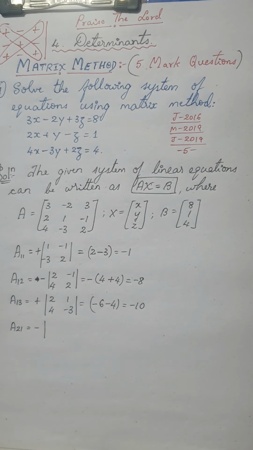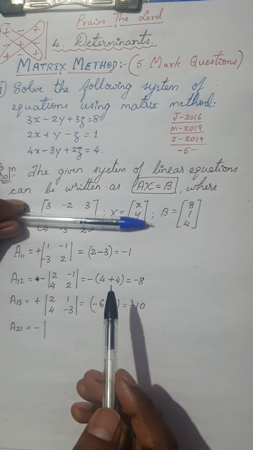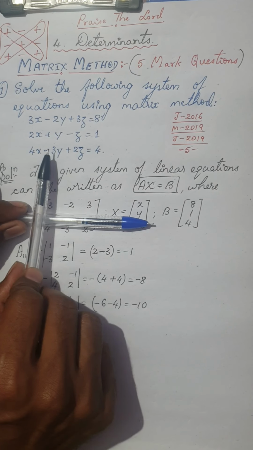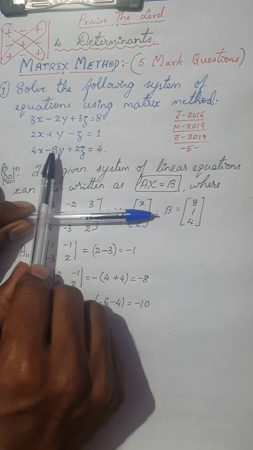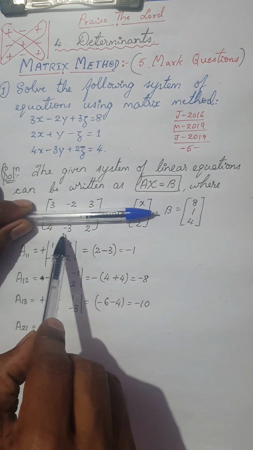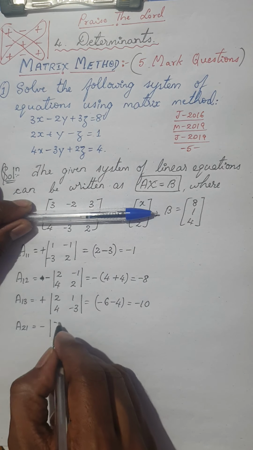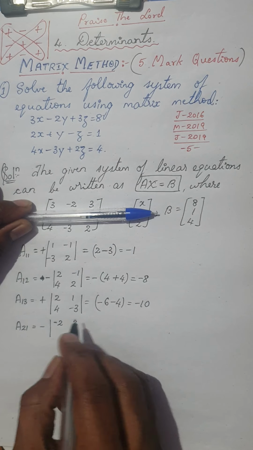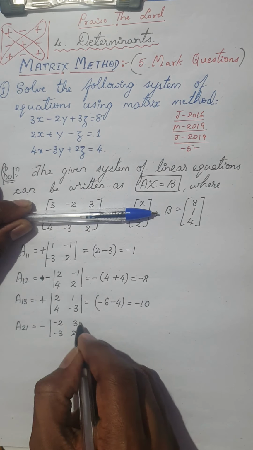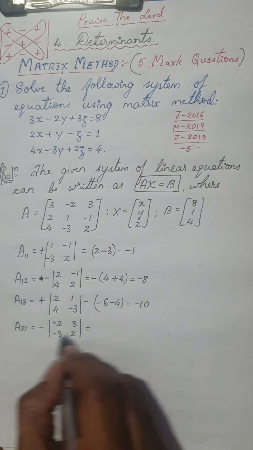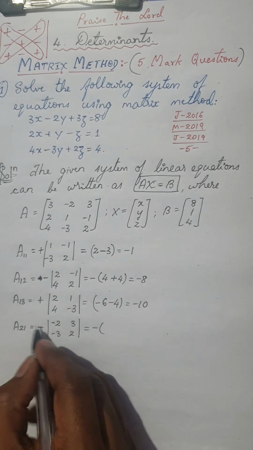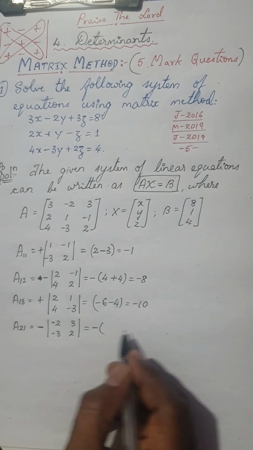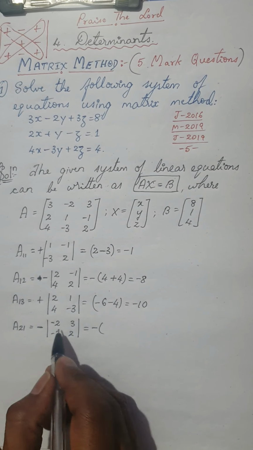A21 is this element. The sign is negative. Is it clear? So for this element, take away the row and the column. I am left over with minus 2, 3, minus 3 and 2. This is nothing but, I have a minus outside. Please be careful. If you have a minus outside, you have to take it until you simplify the last value.